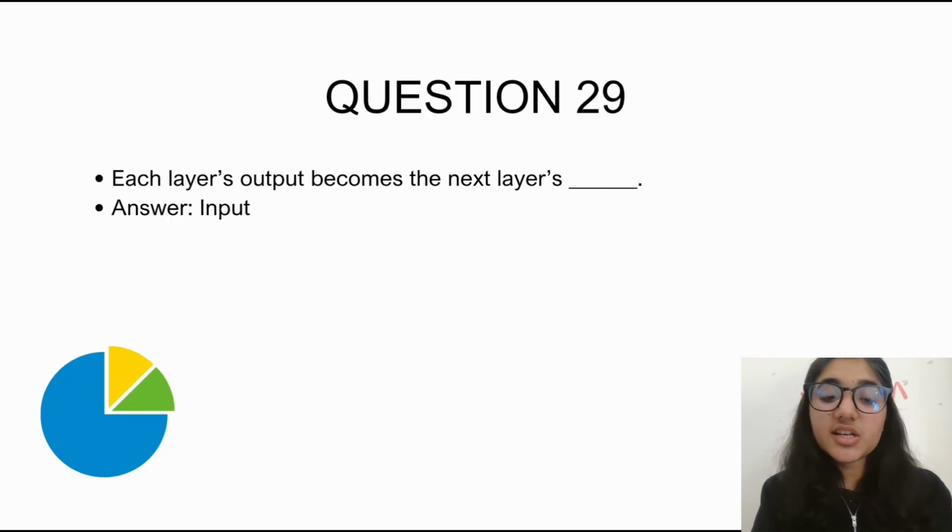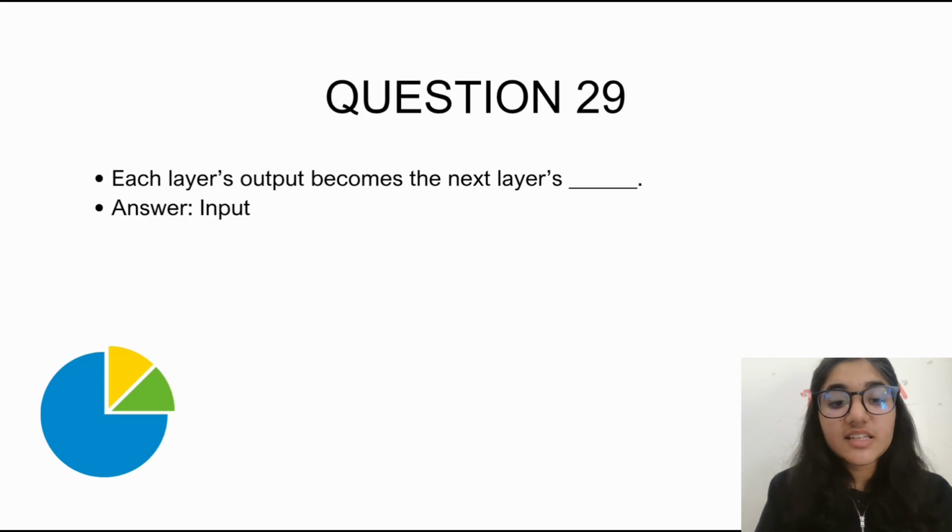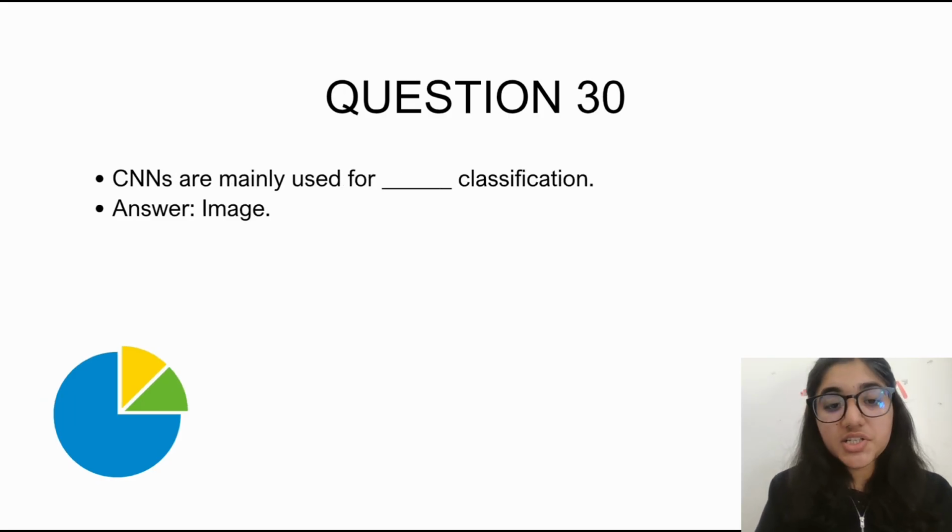The 29th question is, each layer's output becomes the next layer's dash. So the answer is input. Then the 30th question is, CNNs are mainly used for which classification? So the answer is image classification.